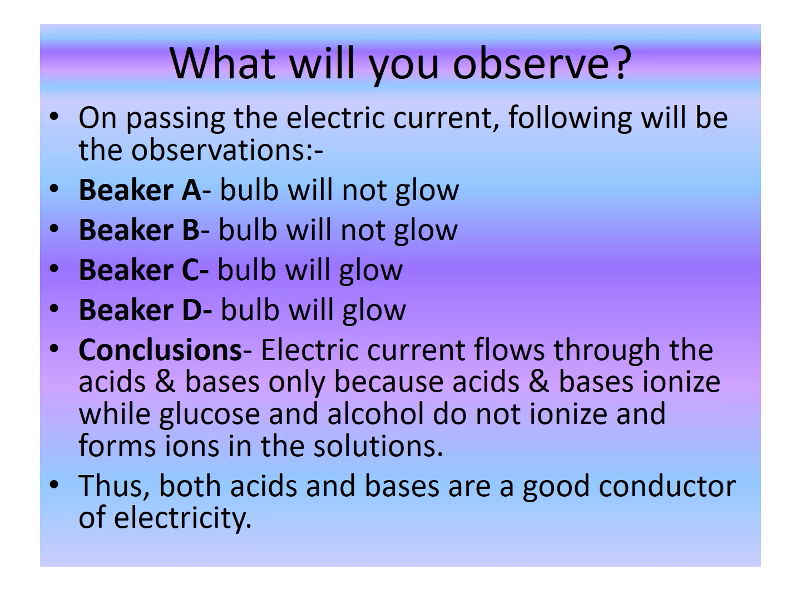Because electric current flows through the acids and bases. Because acids and bases ionize, that means they break into ions in their aqueous solution, while glucose and alcohol do not ionize and do not form the ions in the solution. So can we give the common property? Yes, both acids and bases are the good conductor of electricity, but remember they must be dissolved in the water. So we should have the aqueous solutions of them to make them a good conductor of electricity.